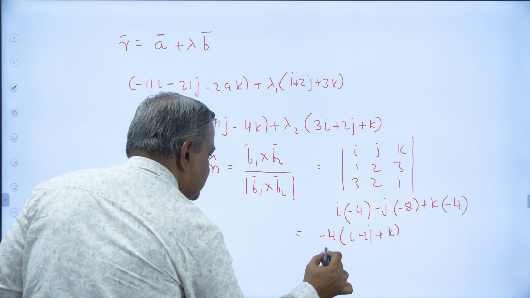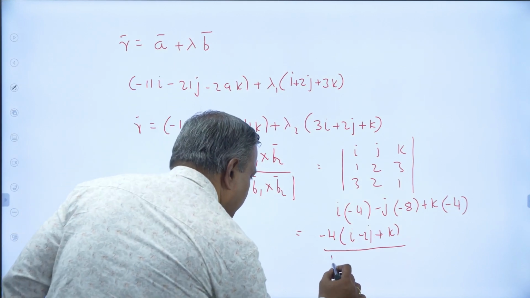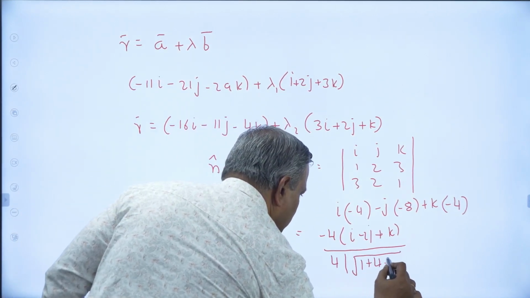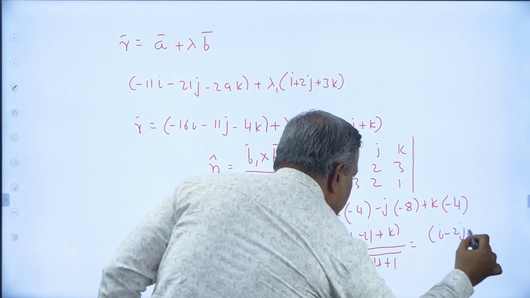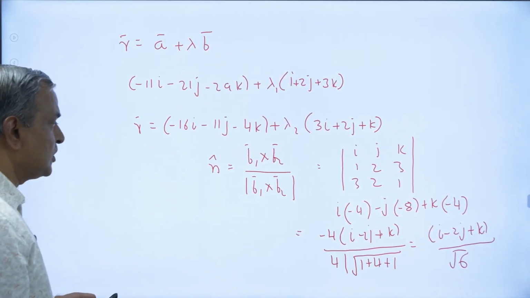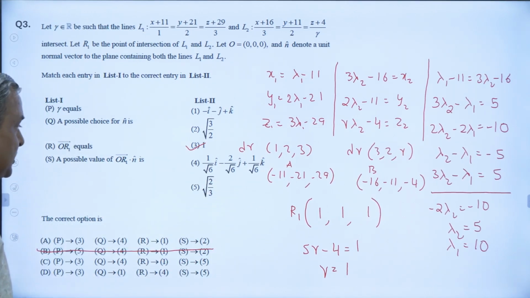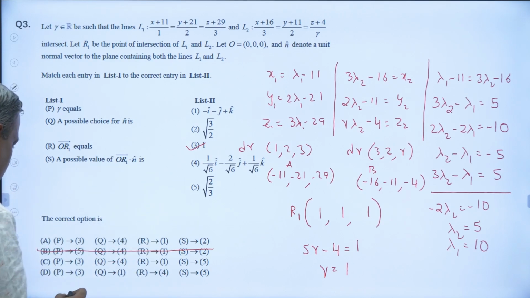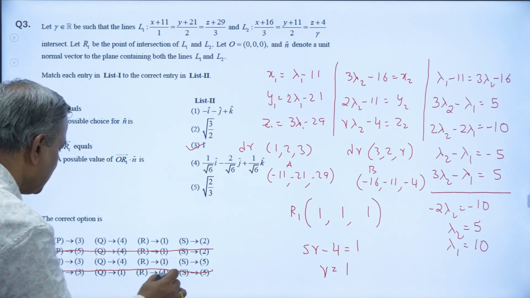This we got, divided by the mod of this one. So the modulus will be under root of 1 plus 4 plus 1. So basically you get i minus 2j plus k by root 6. Clear? What are the options they have given? We already got it. So what they ask is the possible value of n unit vector, which is Q4. So Q is equal to 4. So this you have to eliminate. This is the way you have to do elimination.